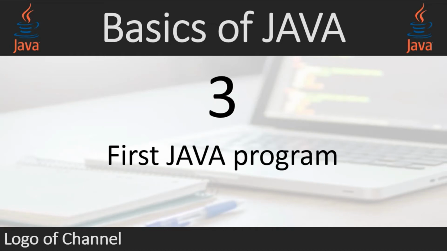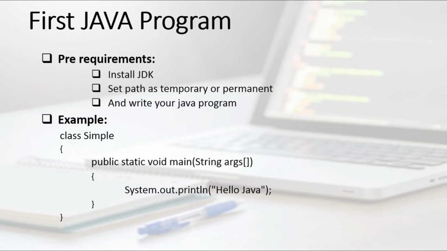In this video tutorial of Java, we will see how we can create a first Java program and how we can compile and run it easily after installing the JDK. To create a simple Java program, you need to create a class that contains main method. Let's understand the requirement first.